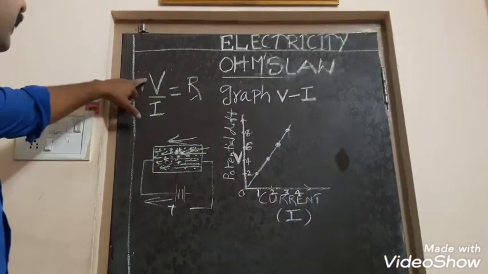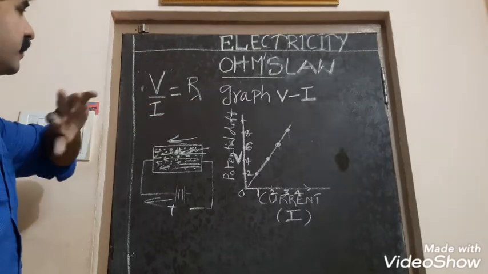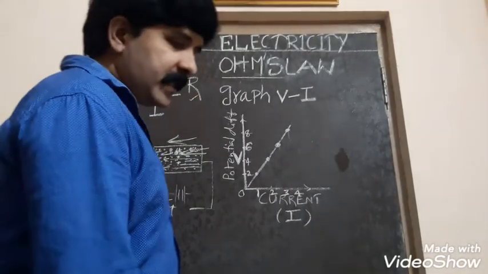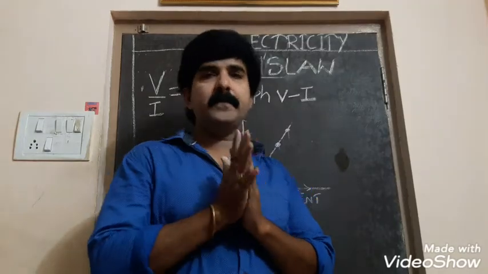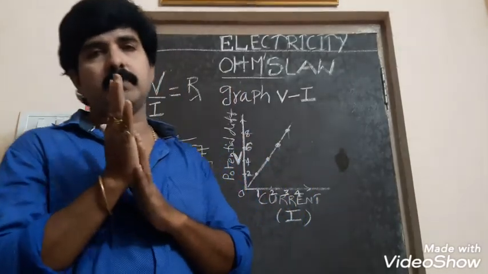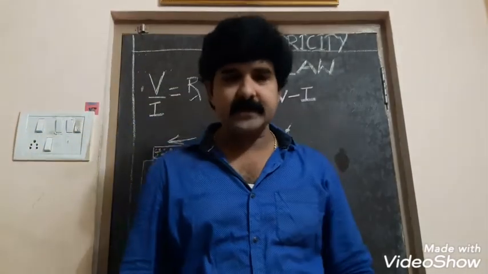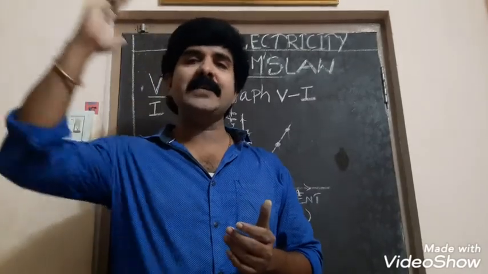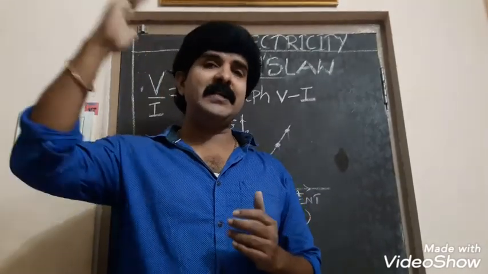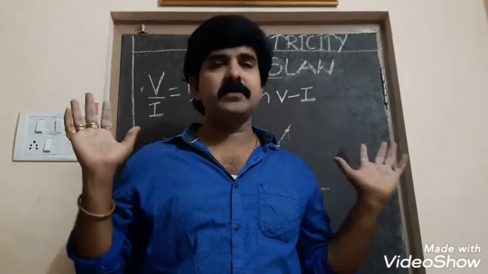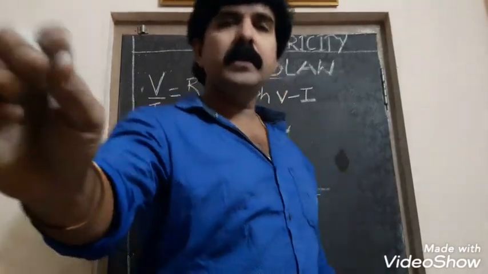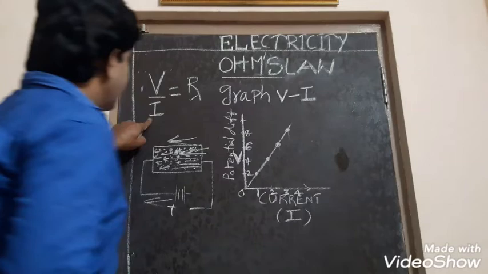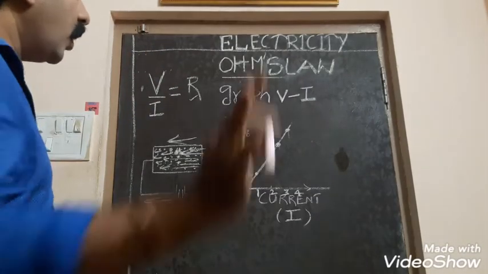Okay, here V by I is R, a constant. What does it mean? It means whenever you find the ratio between potential difference and current flowing in it, at any section, the ratio remains constant. That is V by I is equal to R. How it is, we'll see.